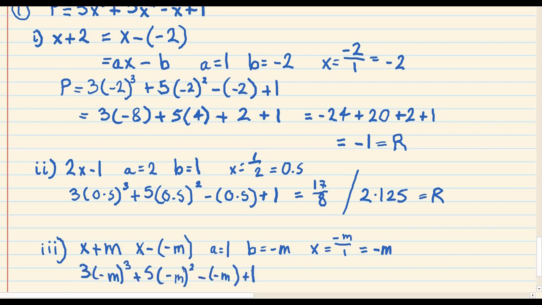Which again you just substitute into the expression for p: 3 times minus m cubed plus 5 times minus m squared minus m plus 1, which comes down to minus 3m cubed plus 5m squared plus m plus 1. So the answer may seem incomplete because you still have a big whole equation like this, but using all of the information that we've been given, this is what we've ended up at. So that's the final answer.